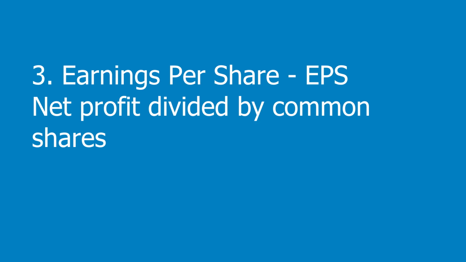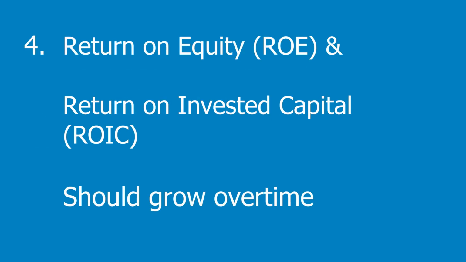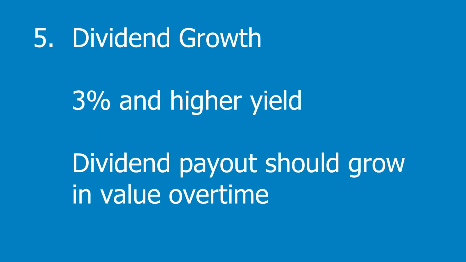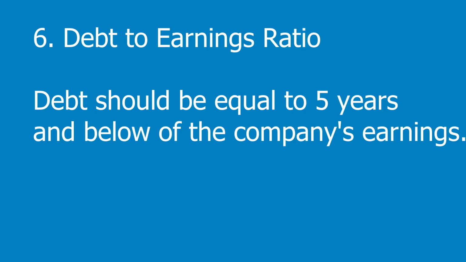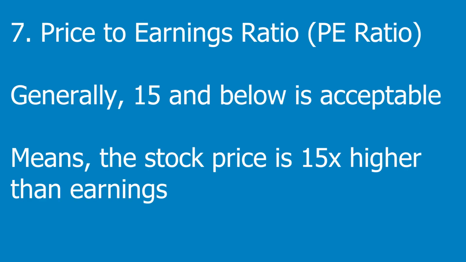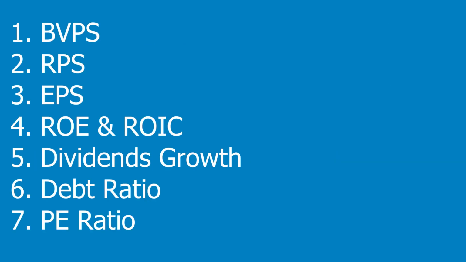Return on equity and return on invested capital. These numbers, we want to see them grow over time. Dividend growth. Personally, I look for companies that provide a 3 percent and above dividend yield. The debt ratio should be, at the maximum, equal to 5 years of the company's earnings. Of course, the PE ratio. PE ratio is the price to earnings ratio. Generally these days, the acceptable PE ratio is 15 and below.